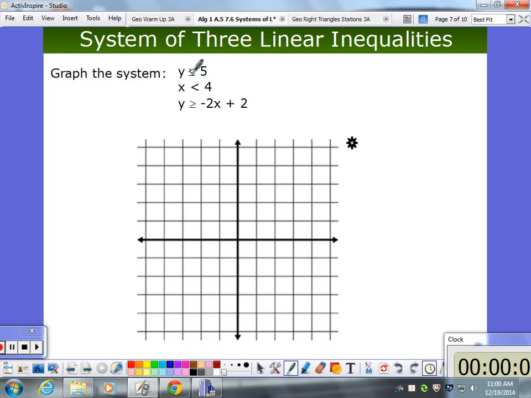I've got 3. All right, y less than or equal to 5. What does that look like? What's that thing look like? I want that one to be a quick one. Y less than or equal to 5. Is it vertical? What is it?